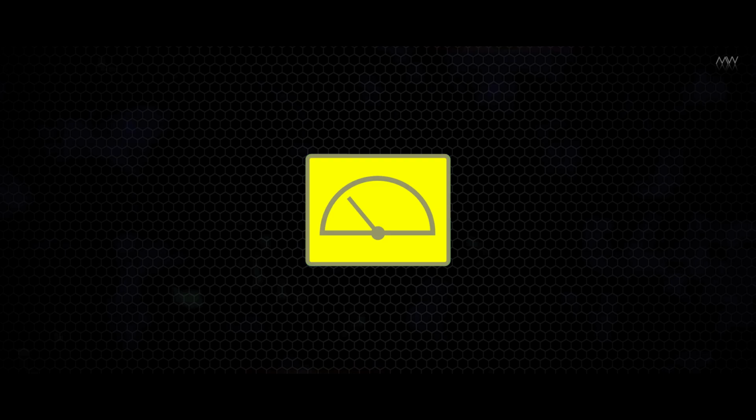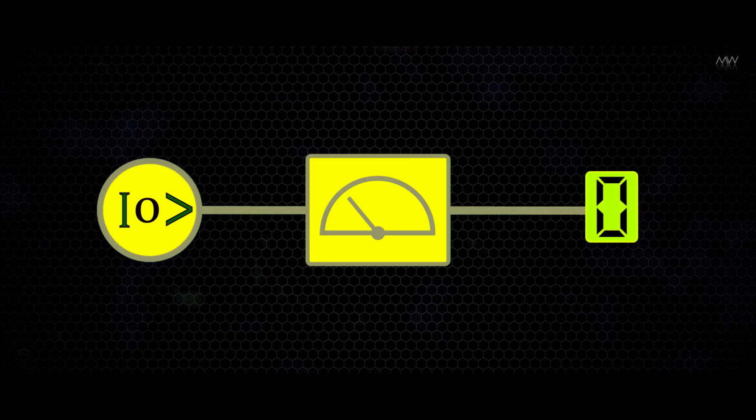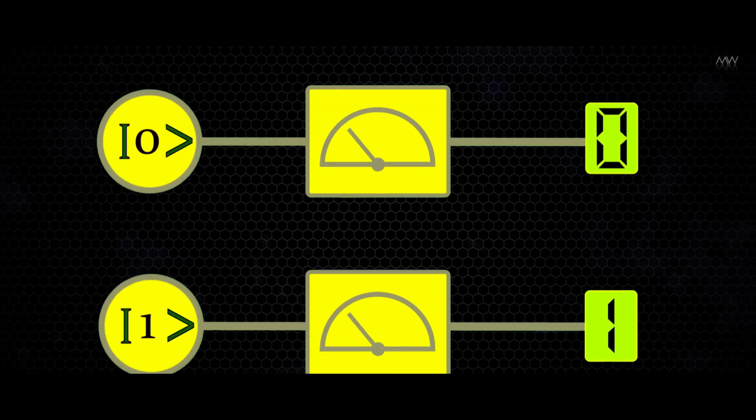To do this, we need a measurement symbol, some little meter icon to signify that we are actively defining the state of the qubit. Accordingly, we will denote the pure state that always gives us 0 when measured by 0 in ket brackets, and the pure state that always gives us 1 by 1, respectively.